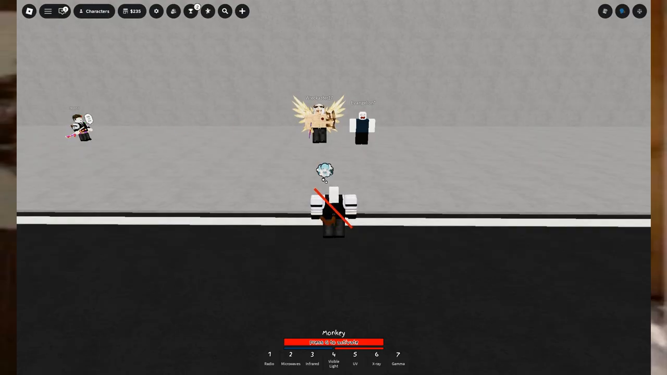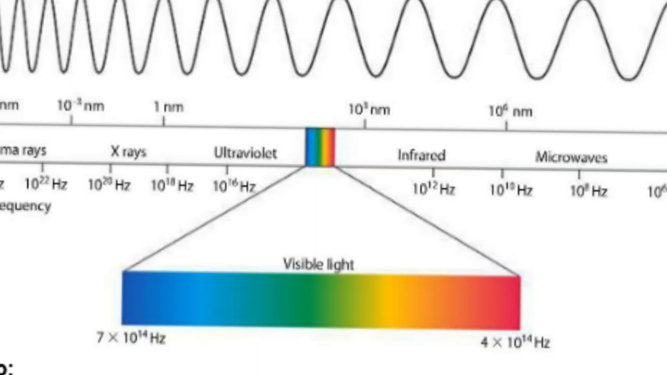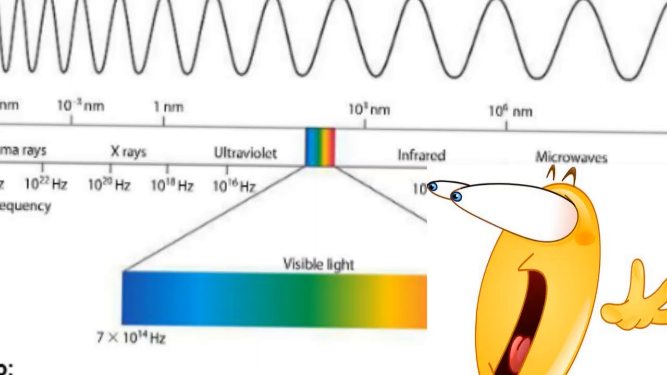What kind of wave is this? This is a visible light wave. Visible light waves naturally occur primarily from the sun. Visible light waves are the part of the electromagnetic spectrum that human eyes can detect. These waves are what allow us to see.